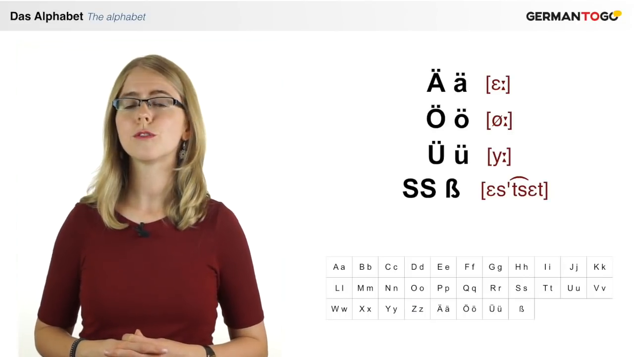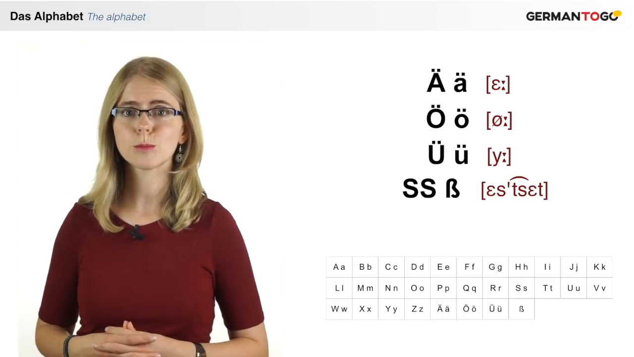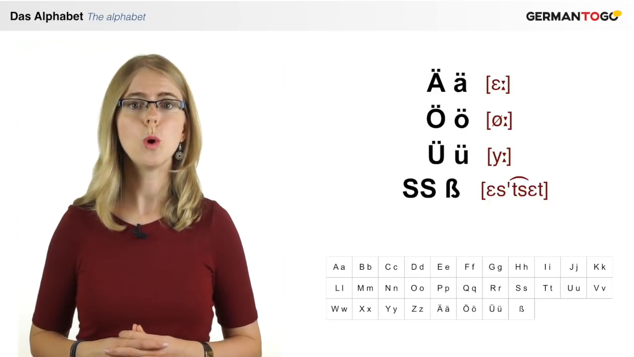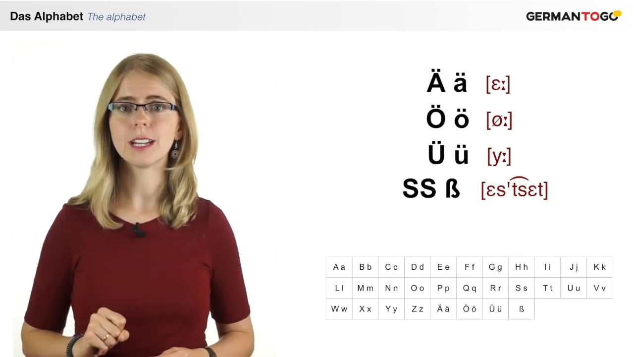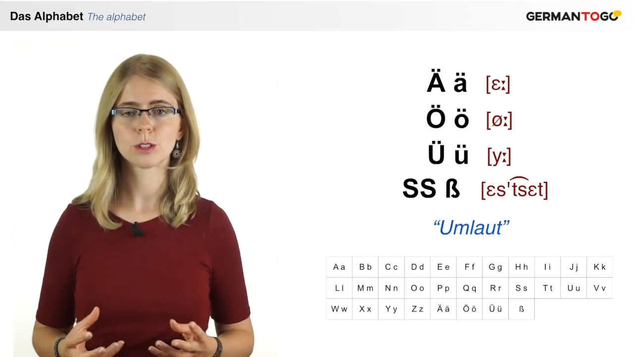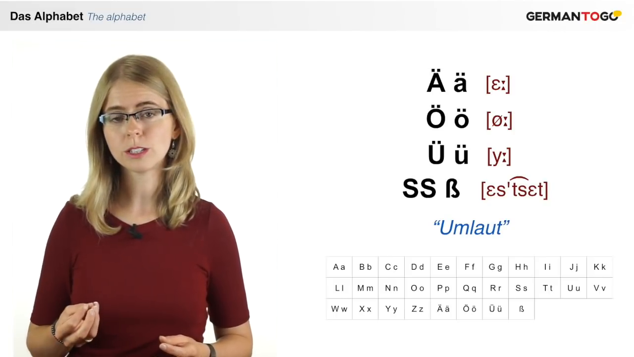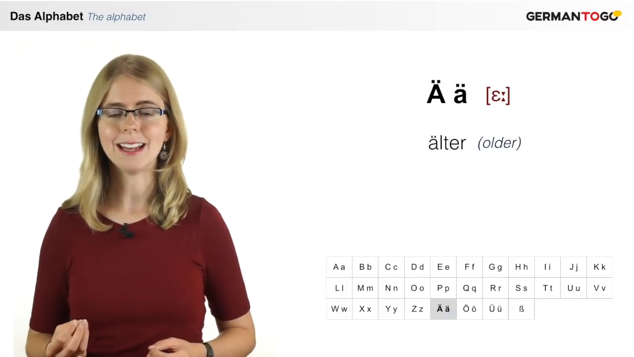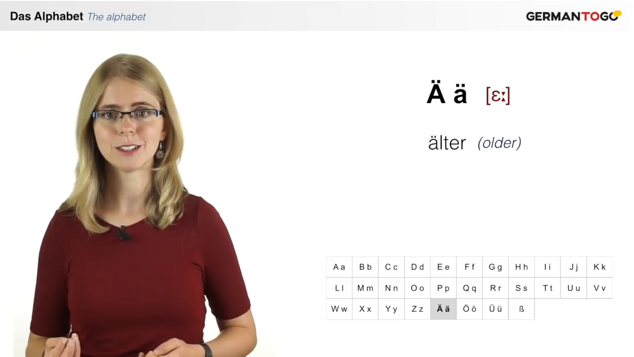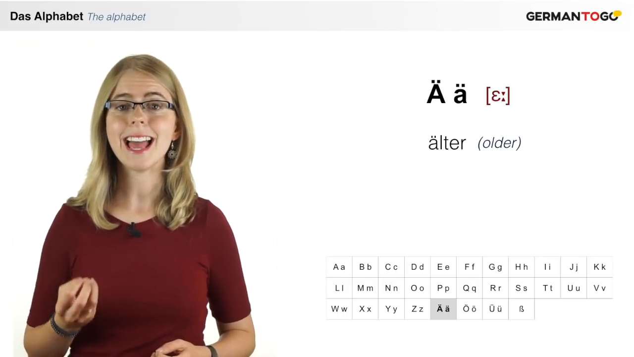And then we have 4 other more special letters which are called Ä, Ö, Ü and SZ. The 2 dots above the letters are called Umlaut. So an A umlaut is an Ä. Not A, but Ä, as in älter. Ä, älter.